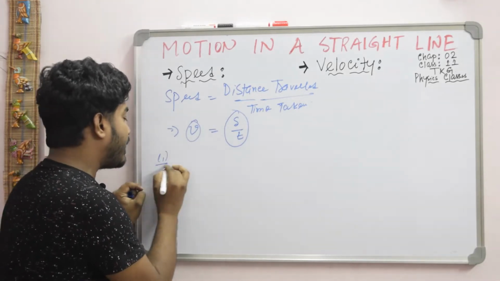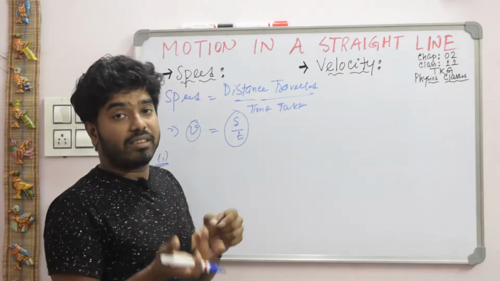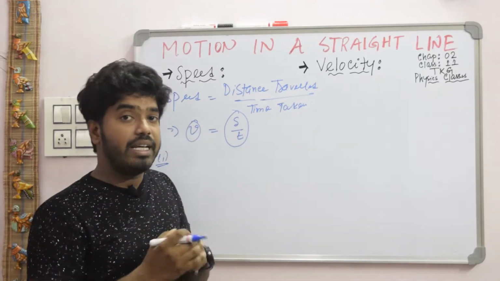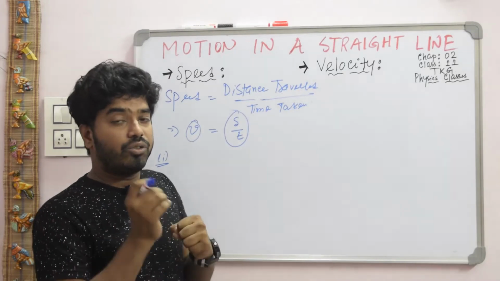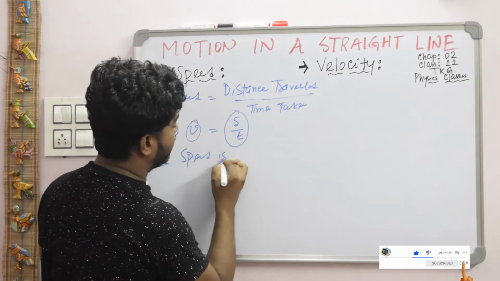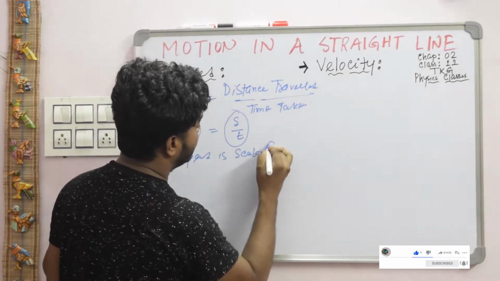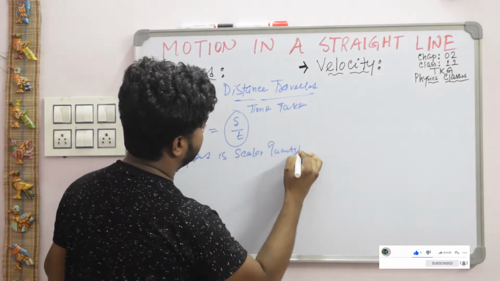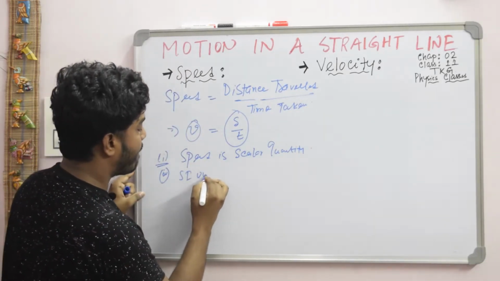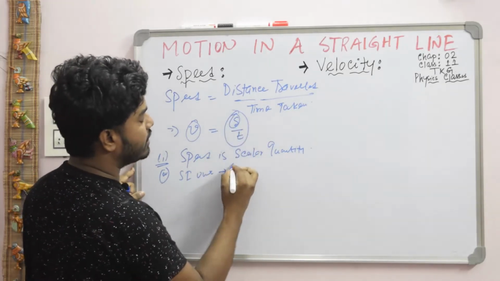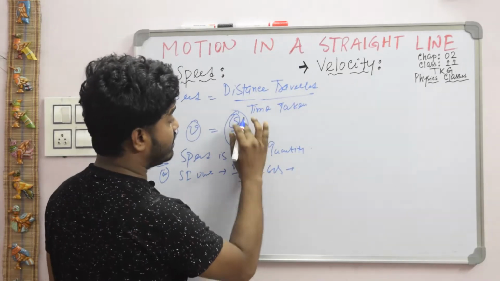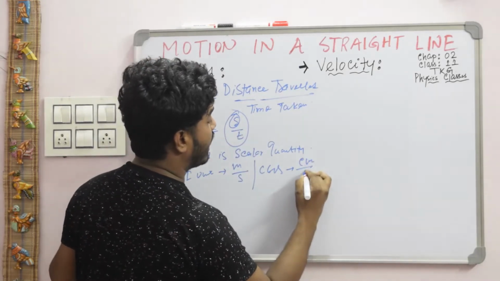Now what is the quantity? Is speed a scalar or vector quantity? All of you know speed has magnitude, it has no specific direction. So we can say speed is a scalar quantity. Next, the unit. The SI unit is meter for distance and second for time, and the CGS unit is centimeter for distance and second for time.